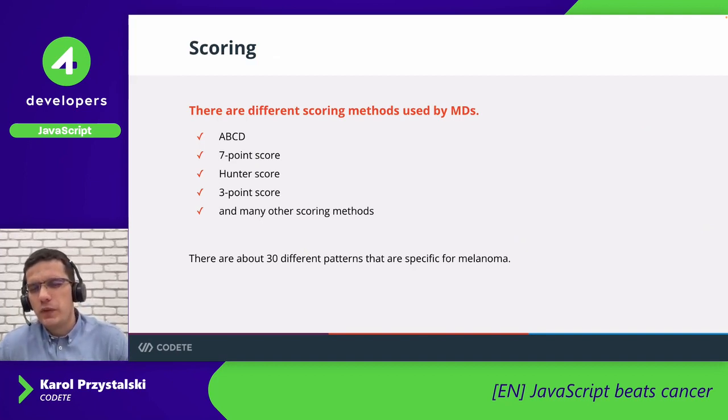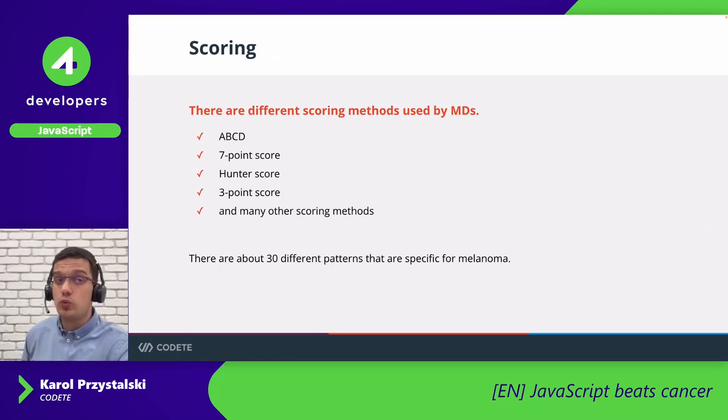But actually, there are more than 30 different patterns specific for melanoma, which is one of the worst skin cancers, or cancers in general, because it's progressing very, very fast. So you can imagine that the topic is quite complex. For now, we have automated about 15 patterns, so we are able to find patterns specific for melanoma or for non-melanoma cases, because there are different kinds of illnesses, not only melanoma, with specific patterns.